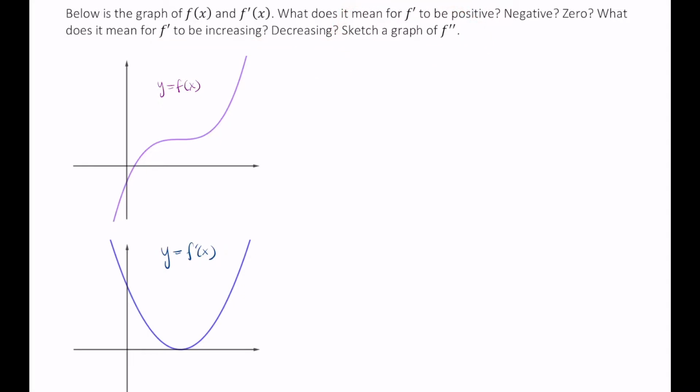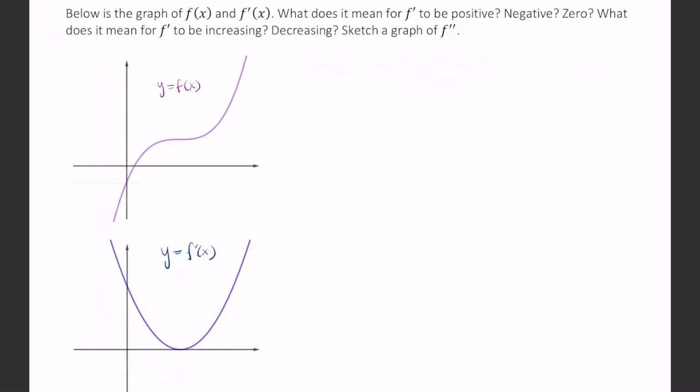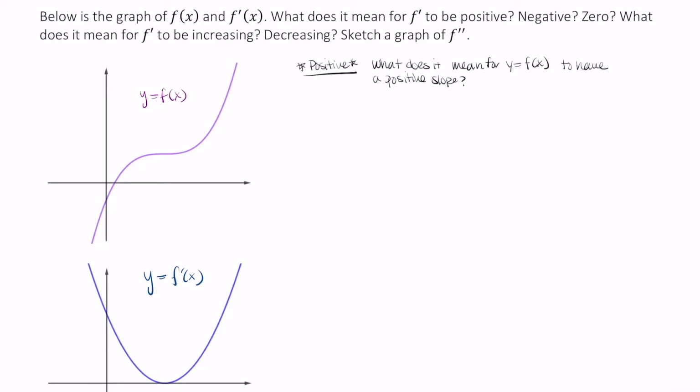If you're following along in my Canvas course, you'll notice that down here you have an axis with no graph. We're going to use that to sketch a graph of the second derivative of this function f of x. So let's begin by discussing what it means for y equals f of x to have a positive slope. I hinted at that here by saying, what does it mean for f prime to be positive?